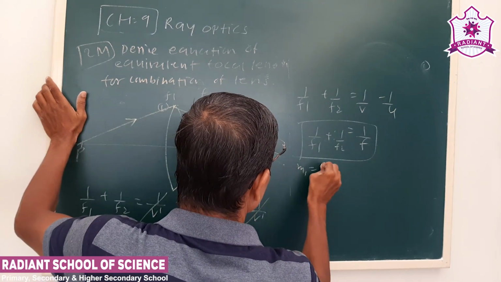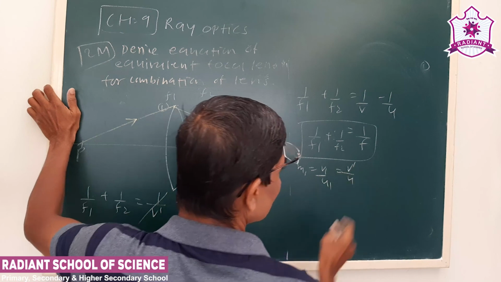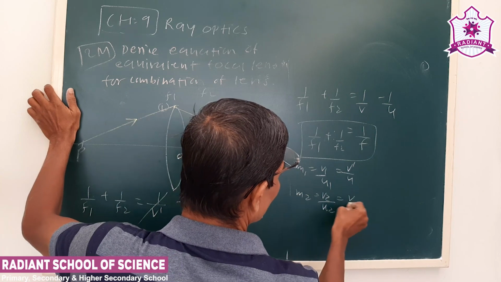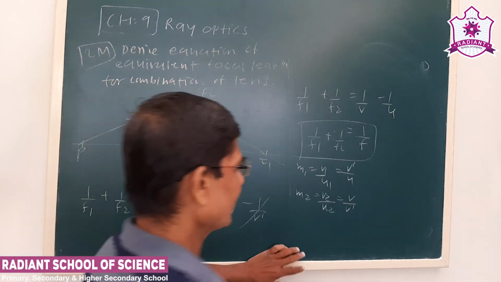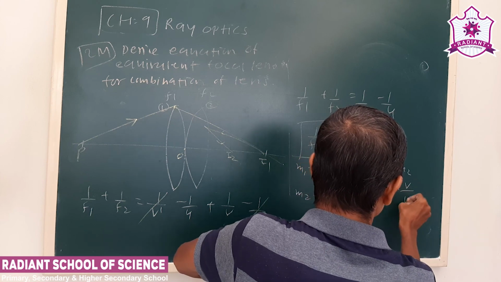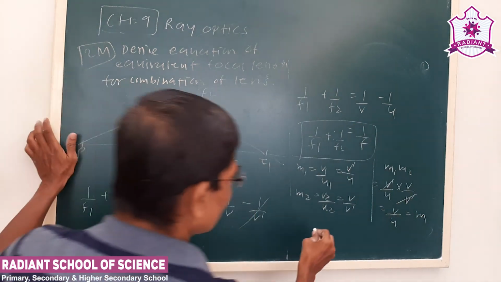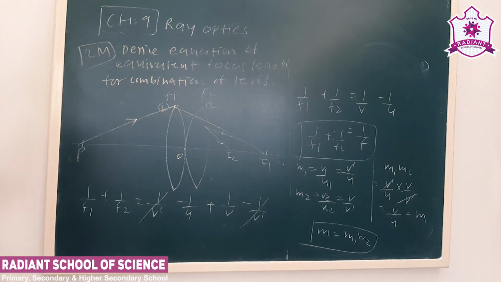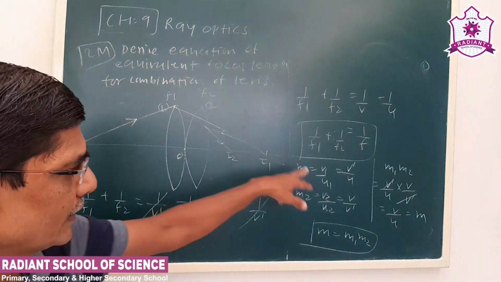Now see the magnification of the combination. For the first lens, m1 is v dash upon u. For the second, m2 is v2 upon u2, where v2 is v and u2 is v dash. The image formed by the first lens acts as an object for the second. Now if I multiply m1 and m2, v dash upon u times v upon v dash, the v dash cancels. So we can write m is equal to m1 into m2. That is the magnification for a combination of lenses. So this is how we can obtain the equivalent focal length and the magnification.